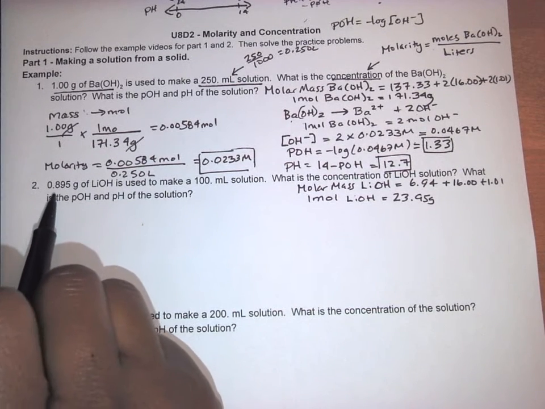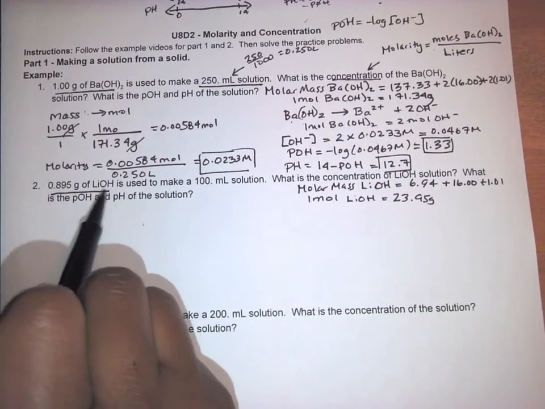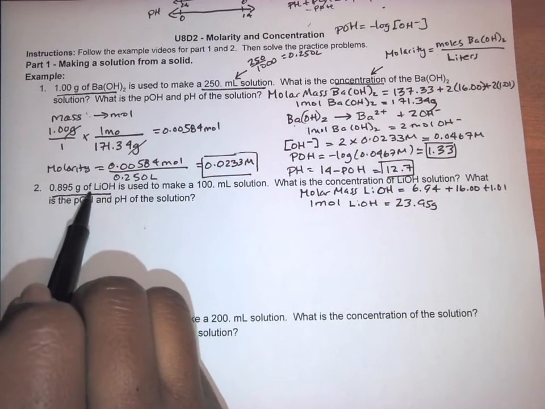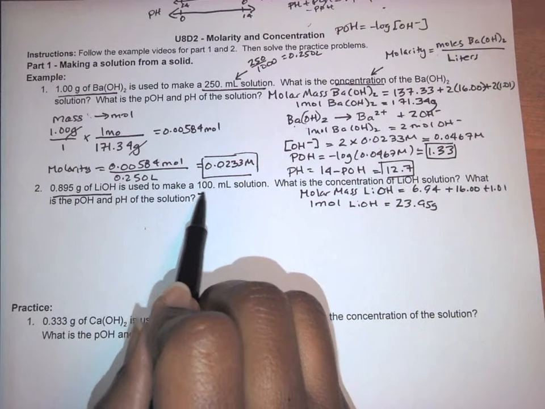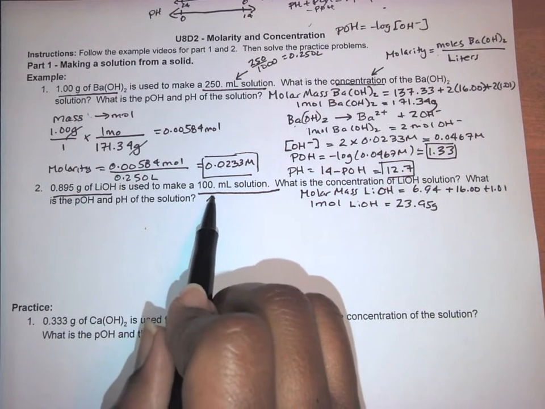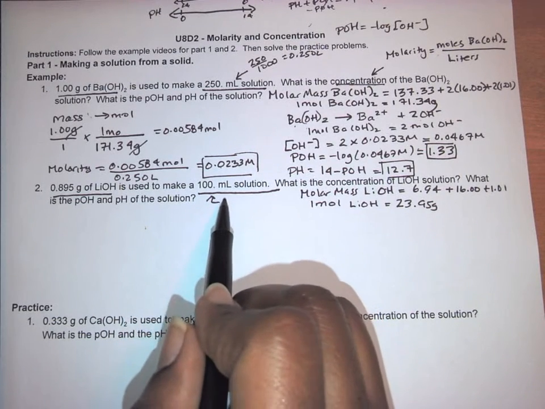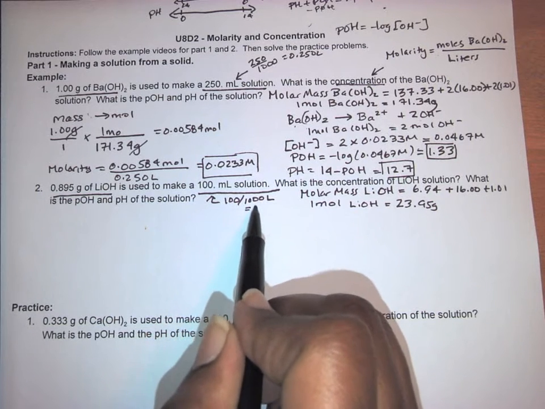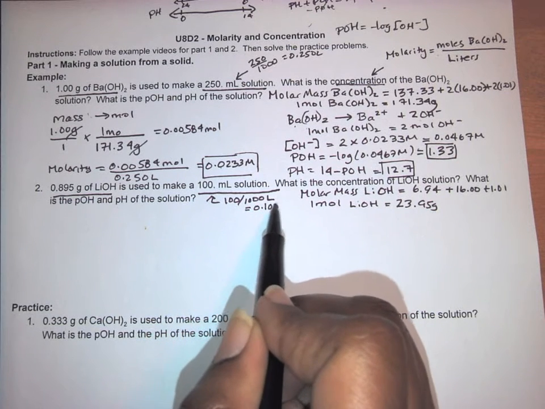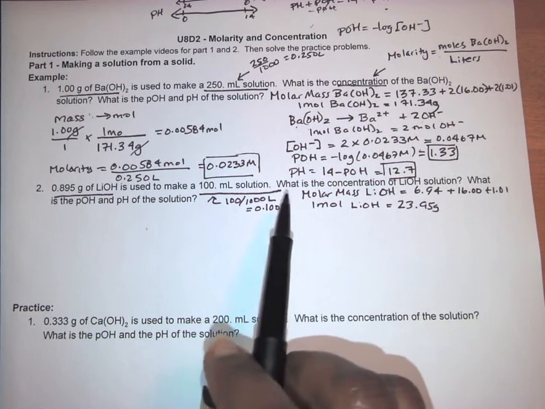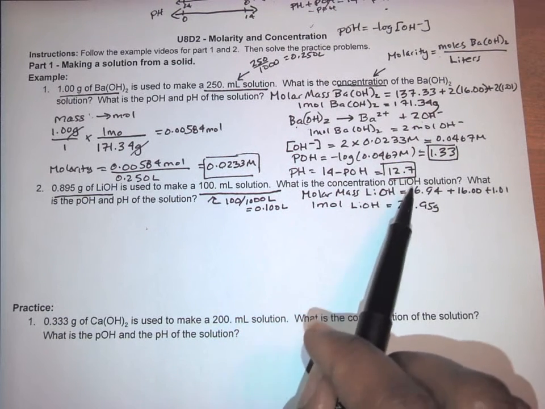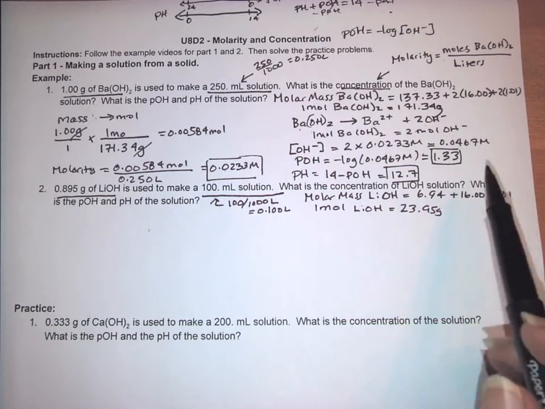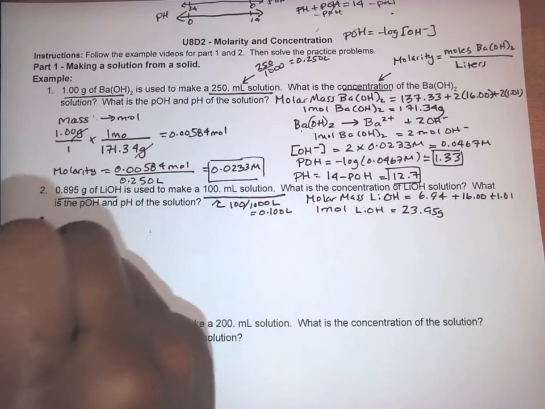In this problem, we're given the mass of a metal hydroxide base, so we know it's a solid. We have 0.0895 grams of lithium hydroxide, and the volume of the solution is 100 milliliters. Remember, the first thing we want to do is convert that to liters, so I'm going to do that by dividing by 1,000. We want to use this information to find the concentration of lithium hydroxide.